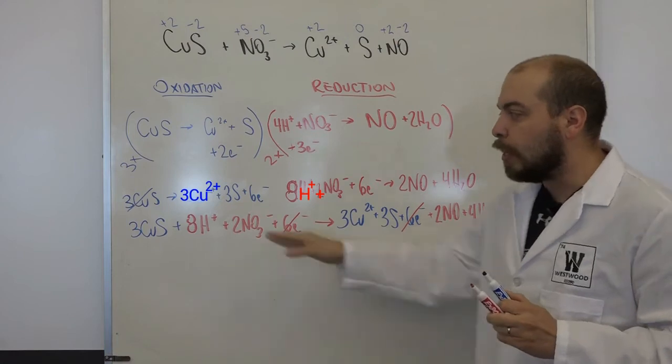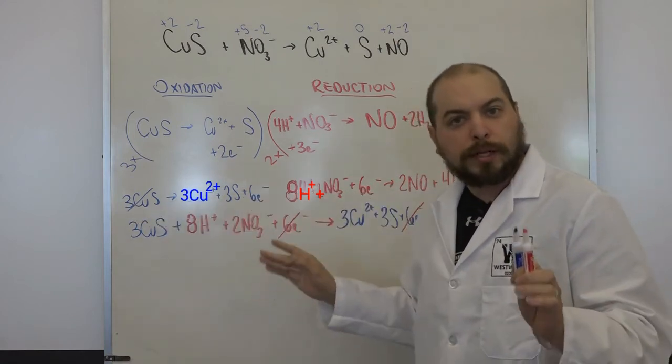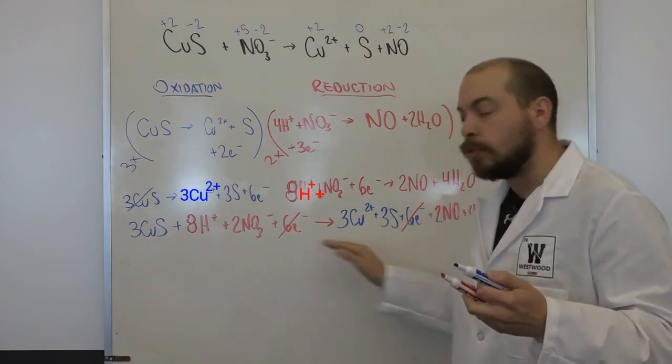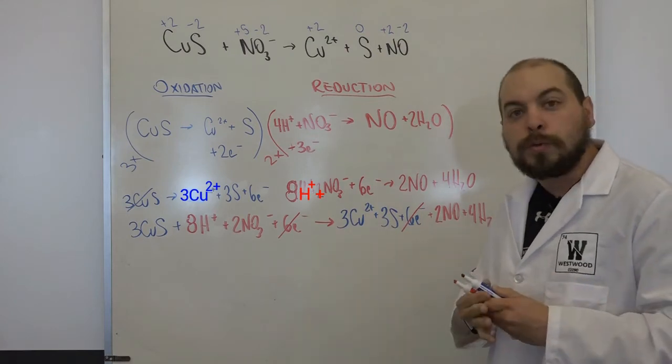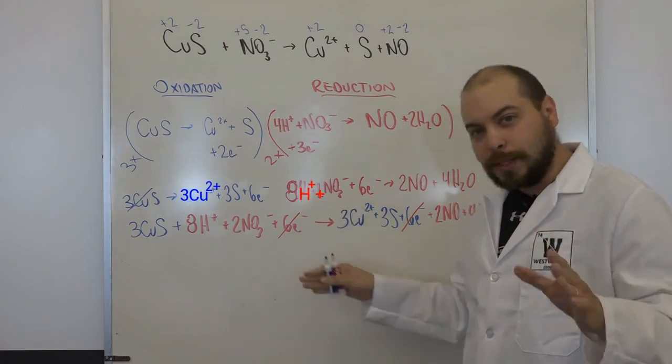All right? So again, I like to sometimes cancel it out as I go through. That's a really convenient way to do it, although you certainly don't have to. I just like to make sure I've accounted for everything. What you're then going to do is rewrite an overall balanced redox reaction.